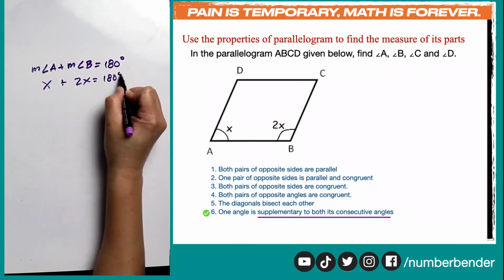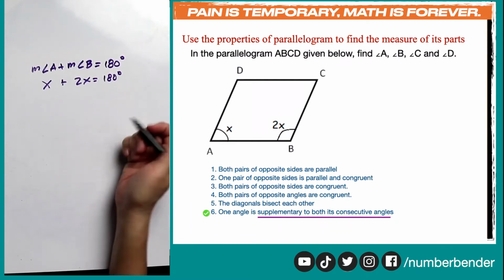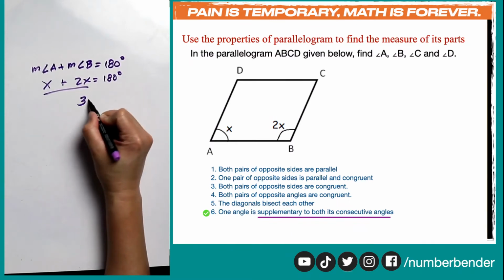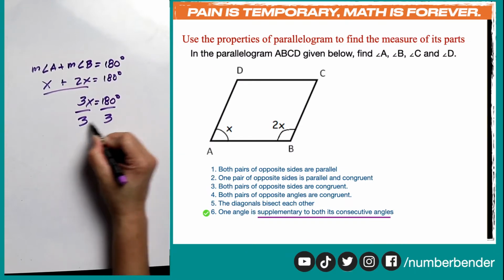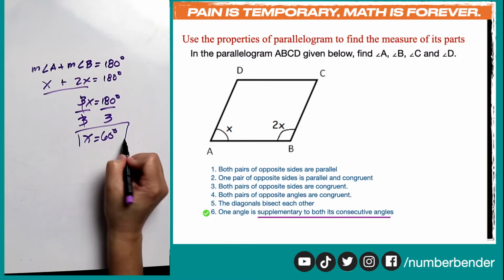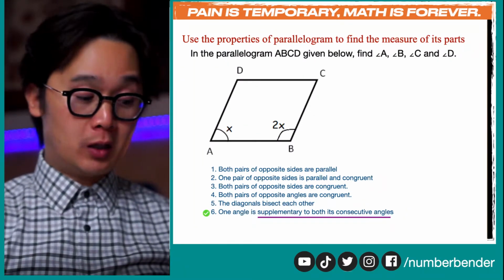So with this, we now have an algebraic equation that we can simplify and solve so that x will be by itself. So by adding x and 2x, we have 3x is equal to 180 degrees. And by dividing by 3 on both sides, we now have x equal to 60 degrees. And now that we know our x, all we need to do is to use that value to find the rest of the measurements of the angles that we are looking for.